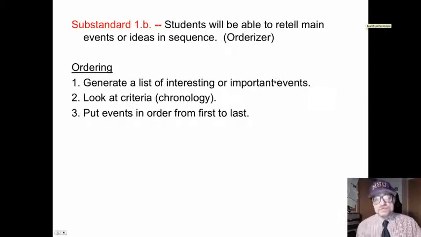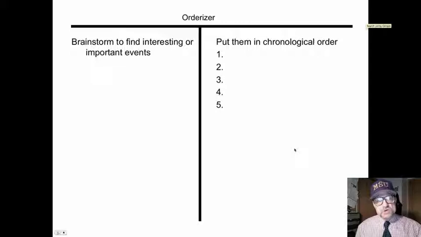Example again. Students will be able to retell main events or ideas in sequence. Now, you can have some standardized tests, or you can teach the cognitive process, thinking skill, ordering. Teach these specific steps. Step 1, Step 2, Step 3. Do it in large group, small group, individually. Then ask students to brainstorm interesting or important events, then put them in chronological order. This is an orderizer. Keep it simple.